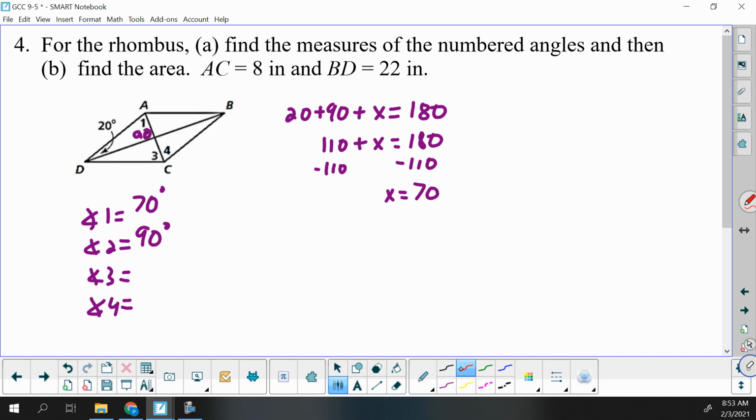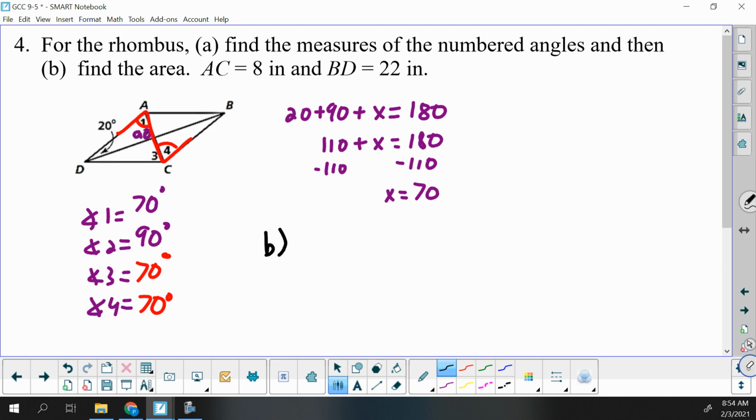Well, a rhombus has the parallelogram properties, and parallelograms have parallel lines. So when you do your zigzag, we have alternate interior angles congruent. So 1 and 4 should be the same. And we said 3 and 4 should be the same based on the fact that diagonals bisect the angles. So that's part A. We found our angle measures.